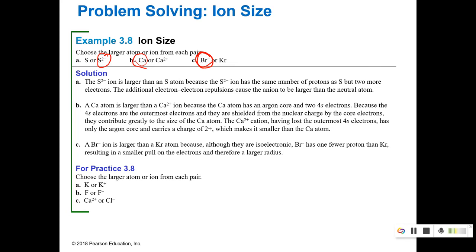Okay, what about potassium and potassium plus? It's going to be potassium because the atom is larger for cations. For fluorine, the anion is larger than the atom. And for calcium and chlorine, those are both isoelectronic with argon. The anion will always be larger if there's an anion and a cation that are isoelectronic with one another.